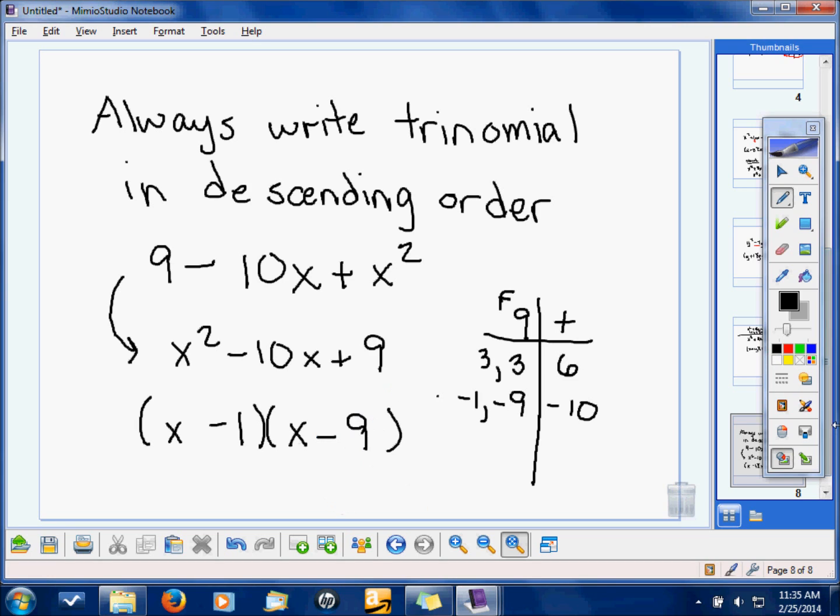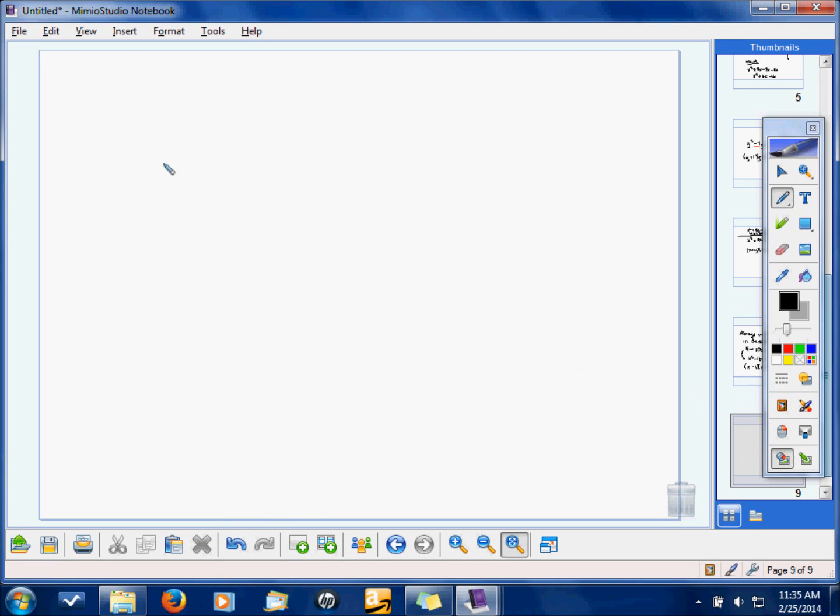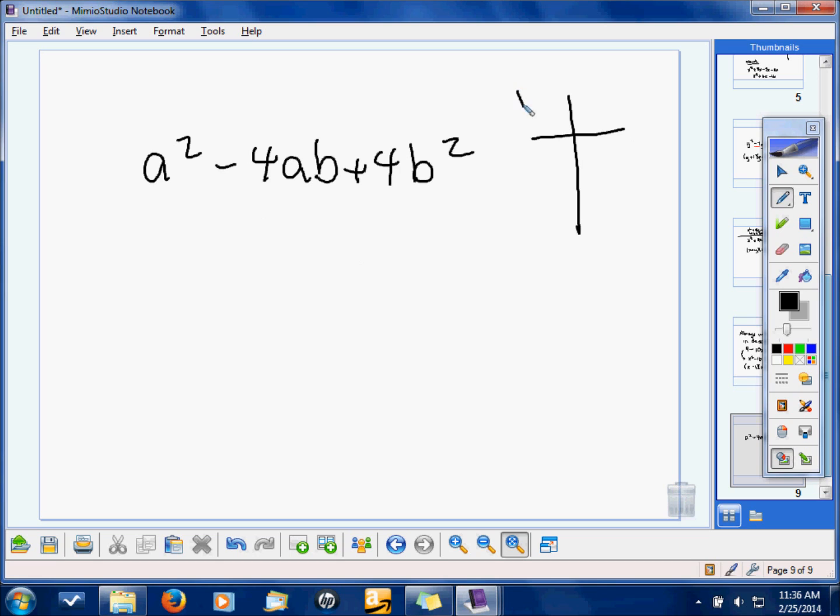All right, so, question and answer. Can we do number 20? Yeah, let's do 20. We have a squared minus 4ab plus 4b squared. For this one, we're trying to factor 4b squared, and we're going to try and find a sum that's going to give us 4b, or negative 4b.